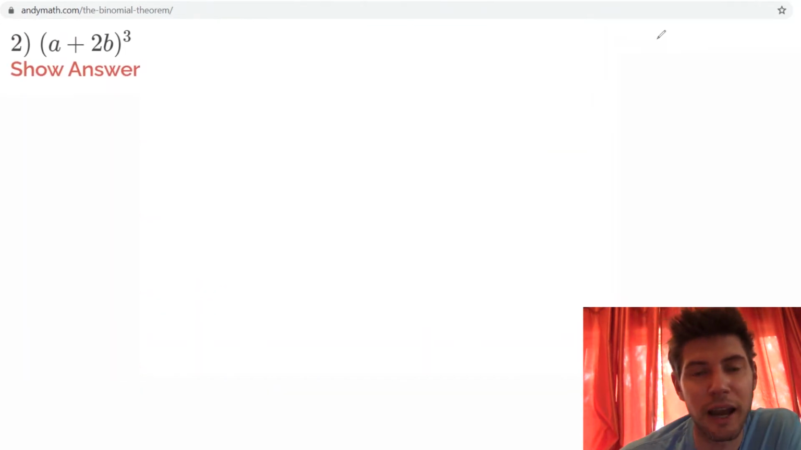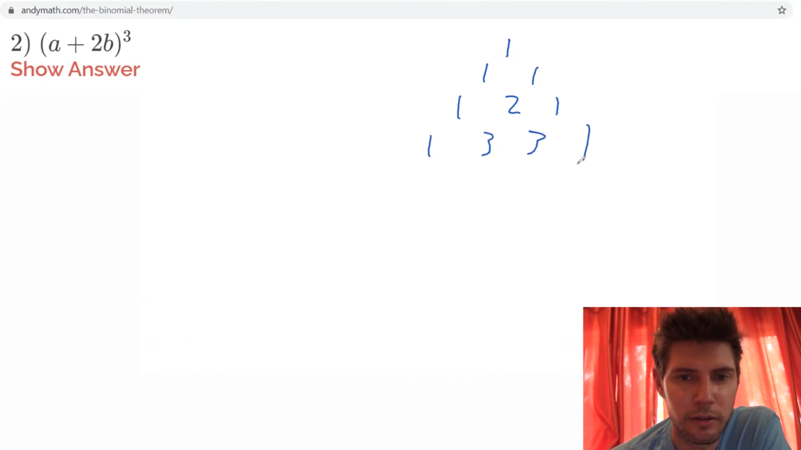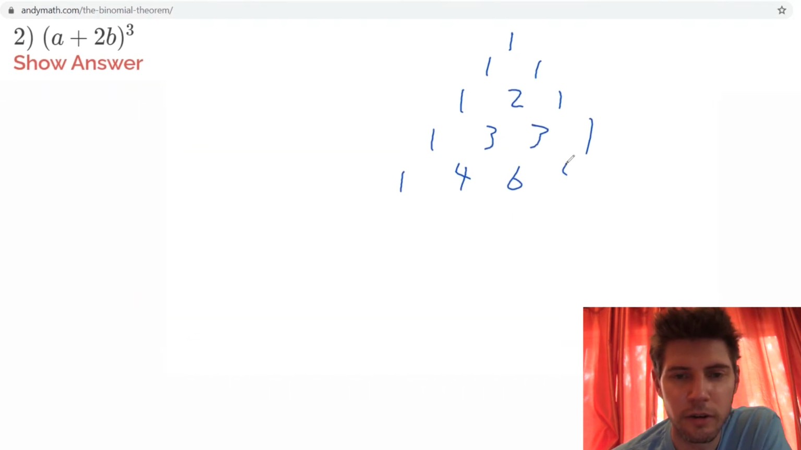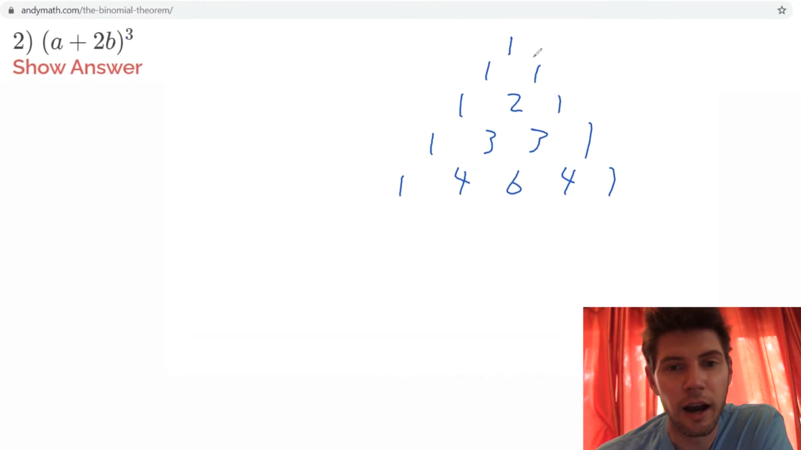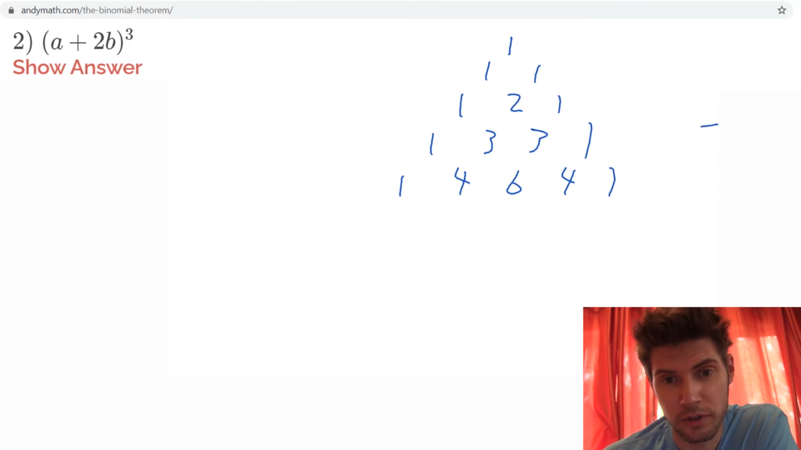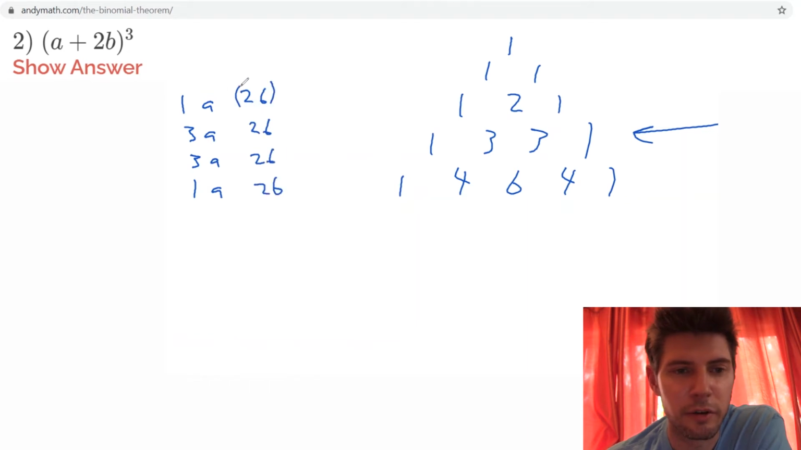First step has to do with our Pascal's triangle. So I'm just going to make another Pascal's triangle real quick. I'll keep going. 1, 4, 6, 4, 1, and so on. Now, since this is to the third, I want the one that's going to have 4 terms. So that's going to be this row right here. So I'll write 1, 3, 3, 1. And I'm just going to rewrite the a 4 times. That's my first term. And then the 2b, I'm going to write it 4 times, but I'm going to include the 2, and I'm going to put parentheses around it.